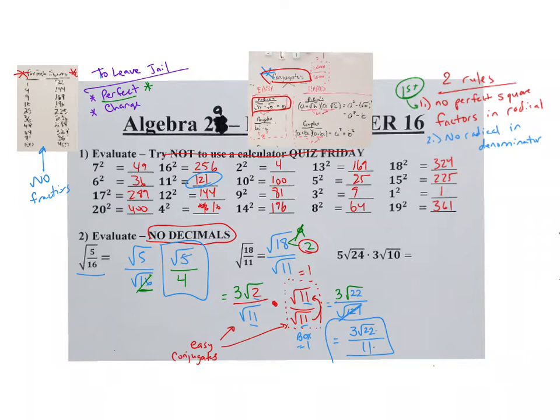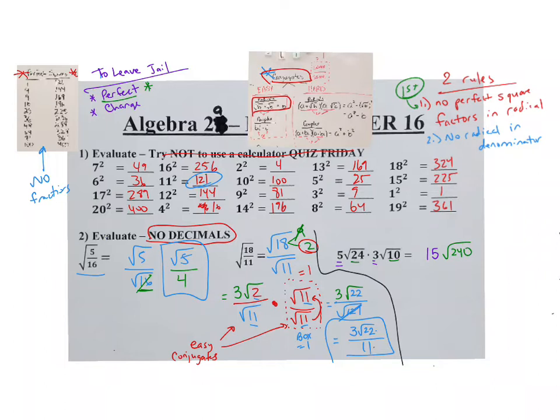Next one, there's a bunch of different ways to do this. What I think is the easiest way to do this next one is, I say 5 and 3, those guys are out of jail, so that is 15. 24 and 10, those guys are in jail, so it's square root of 240. So guys who are out of jail can be multiplied with guys who are out of jail. Guys who are in jail, 24 and 10, they can be multiplied together because they're both in jail.